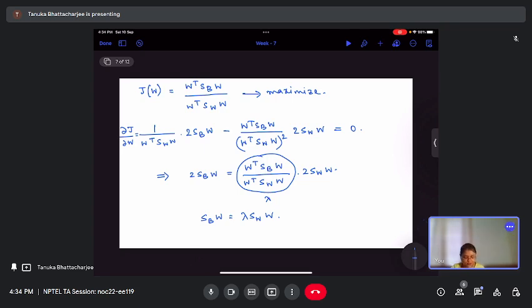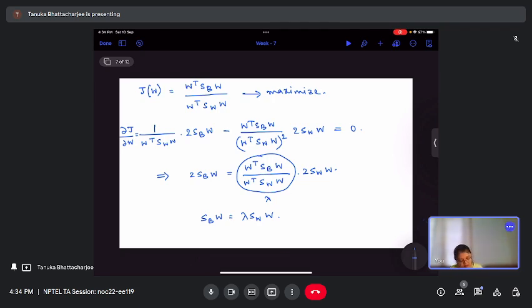So, thus you got the generalized eigenvalue equation, and this is the equation that determines the W, which is the projection direction according to MDA.